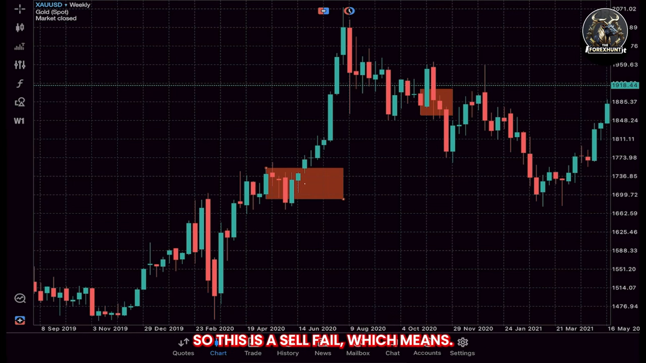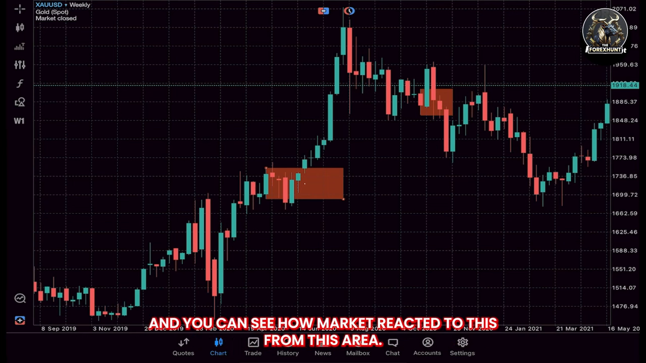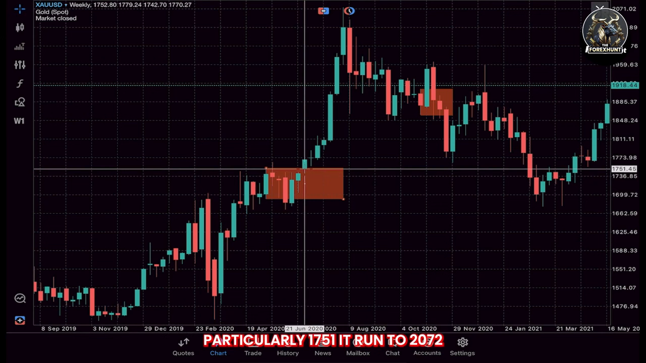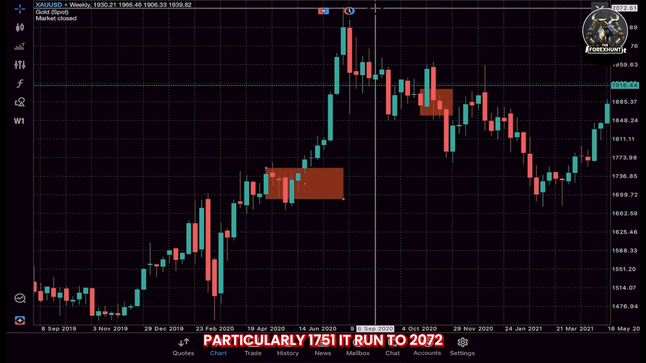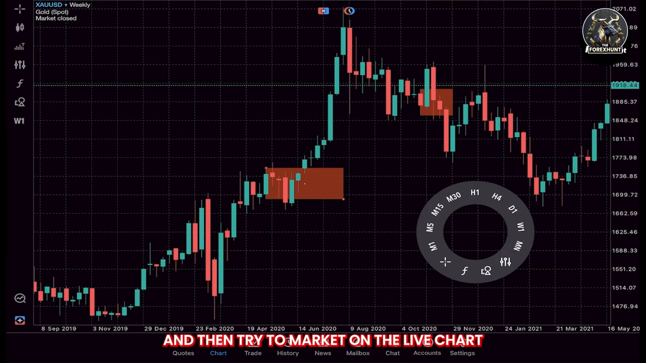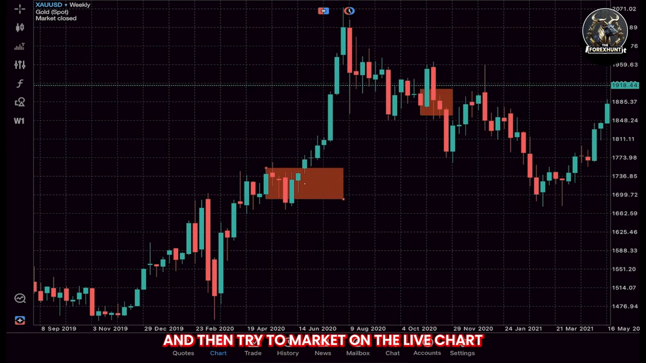So this is a sell fail area, which means sellers converted into buyers, and you can see how the market reacted to this. From this area, particularly 1751, it ran to 2072. So this is basic. Okay, don't try to go to the live market directly. First make it precise and then try to mark it on the live chart.